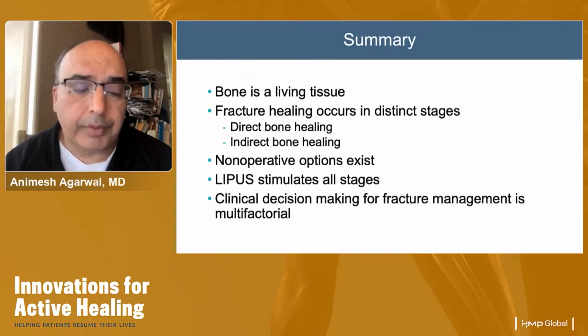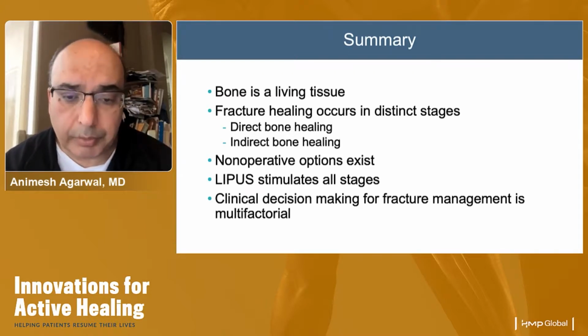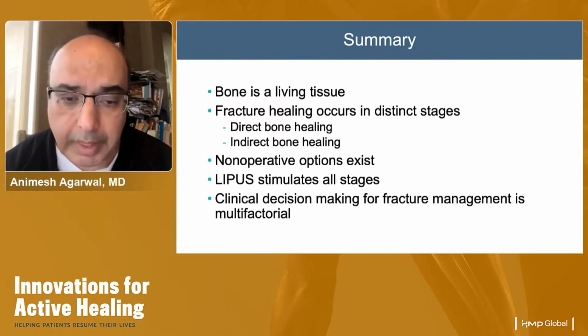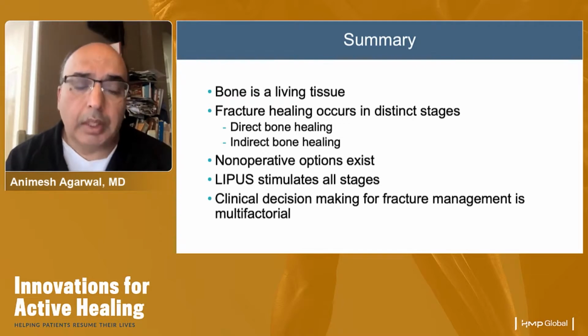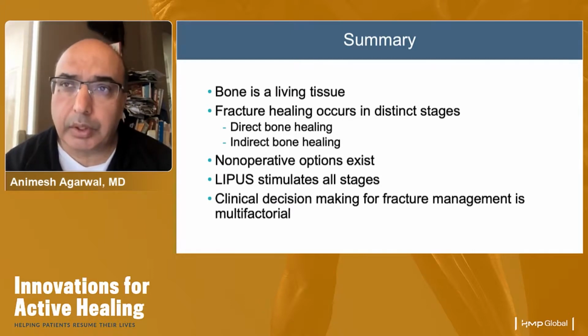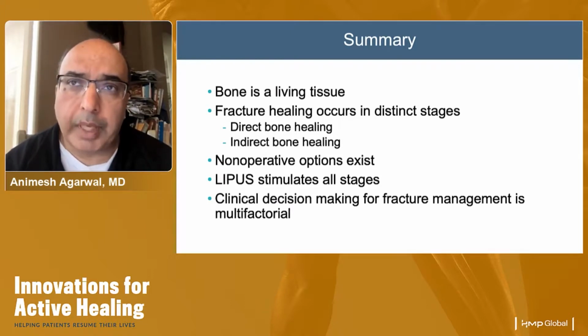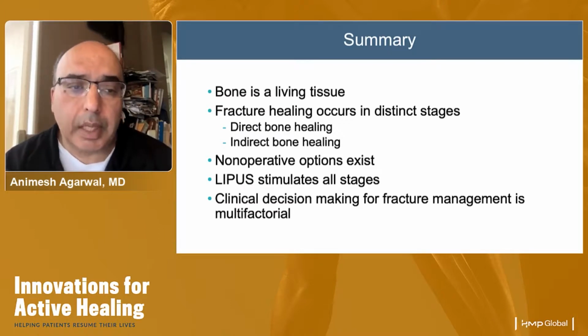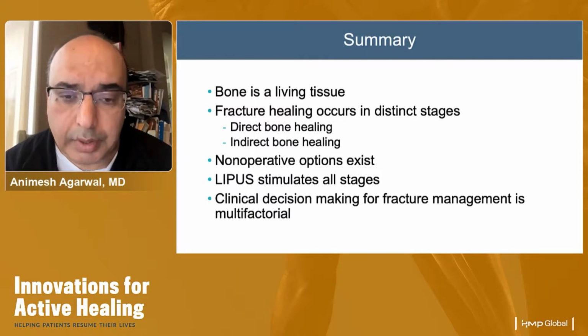And finally, we looked at some clinical cases and looked at decision making for fracture management and realized that it is entirely multifactorial. You have to take into consideration the patient, the injury characteristics, and again, I think we need to take into consideration our own abilities as a surgeon and what we can or can't do. And I think by taking all of these things into consideration, we can do the best thing for our patient and also understand that LIPUS may have a place in our overall care of the fracture patient.